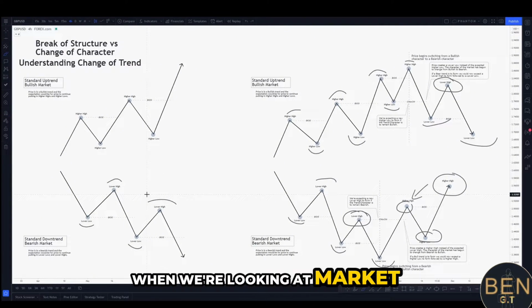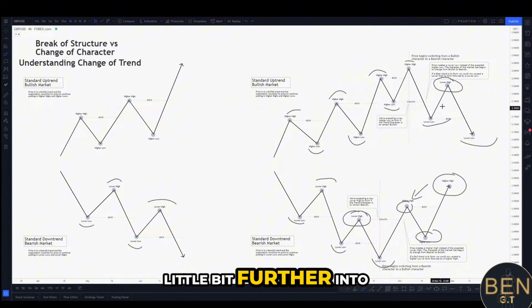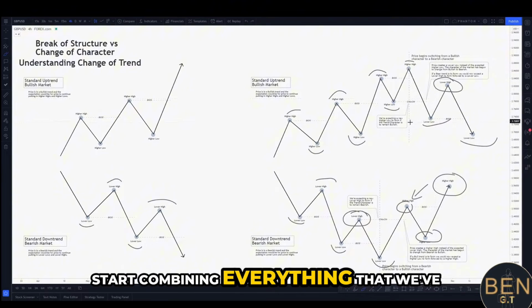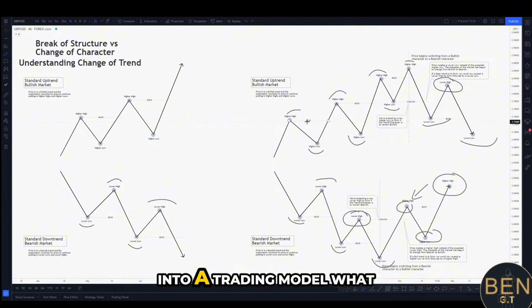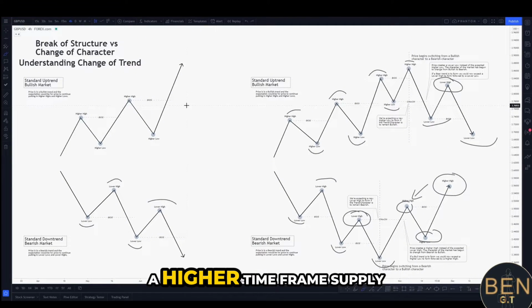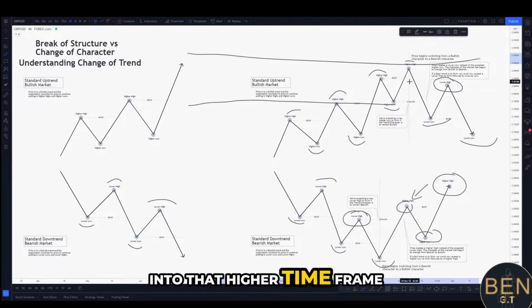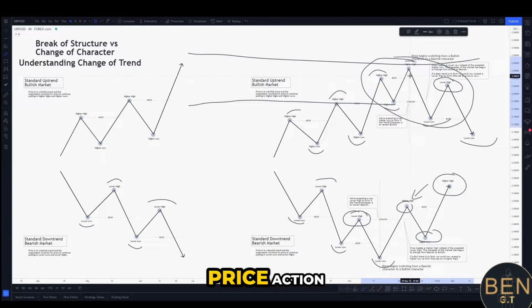We need to understand it when we're looking at market structure and when we're looking at trading supply and demand, because once we go a little bit further into supply and demand and start combining everything we've learned into a trading model, what we'll begin to see, and I'll be getting a little ahead of myself when I say this, but just to conceptualize it and keep your mind thinking, is when we have, say, a higher time frame supply zone such as this, price comes into that higher time frame supply zone, we drop down to our lower time frames. This is the type of price action that we are going to be looking for to begin looking for entries on that lower time frame.